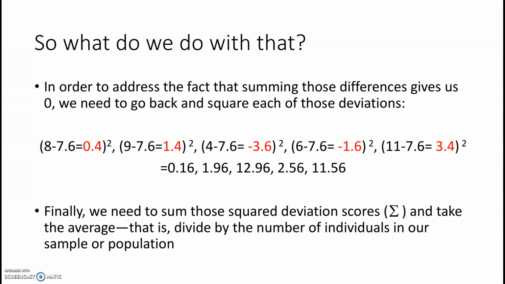If we just sum those and we get 0, we address that by going back and squaring each of those deviation scores. So 8 minus 7.6, which equals 0.4, we square that and we get 0.16. And we do that for each of those deviation scores. And then we're going to sum all of those squared deviation scores. So there's our nice sum symbol. And we take the average. That is, we divide by the number of individuals in our sample or our population.